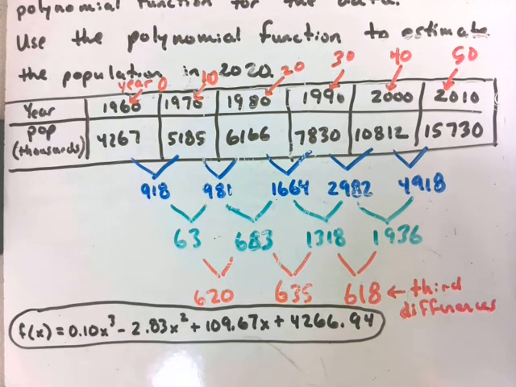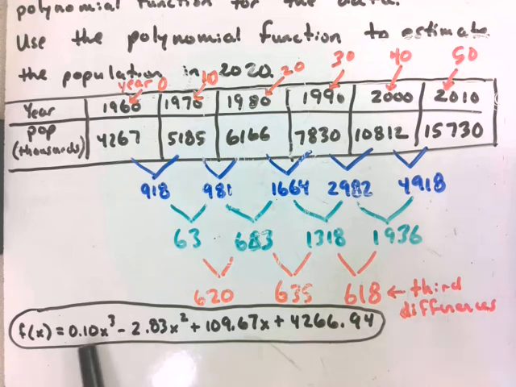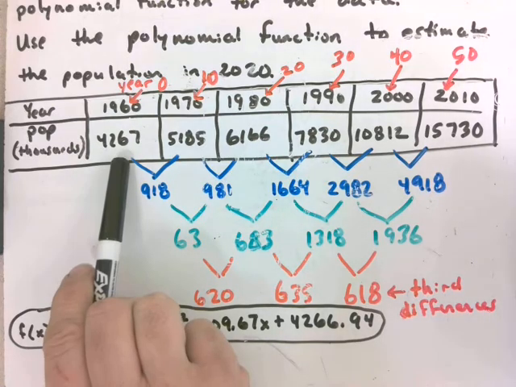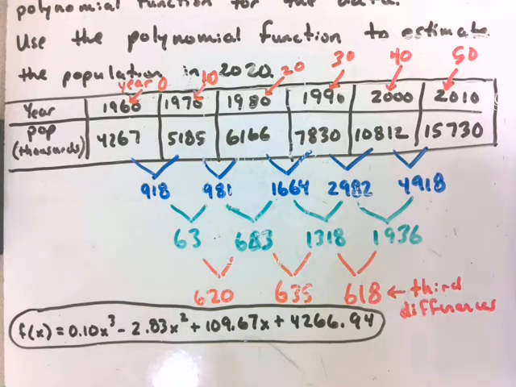So for instance, if you wanted to see how close it was, you could plug in 0, which represents 1960, into this equation, and if you did, all these terms would cancel out except 4266.94. And the actual population number was 4267, which is really close. And if you did that, all of these are pretty close. So this is a pretty good equation for us to use.